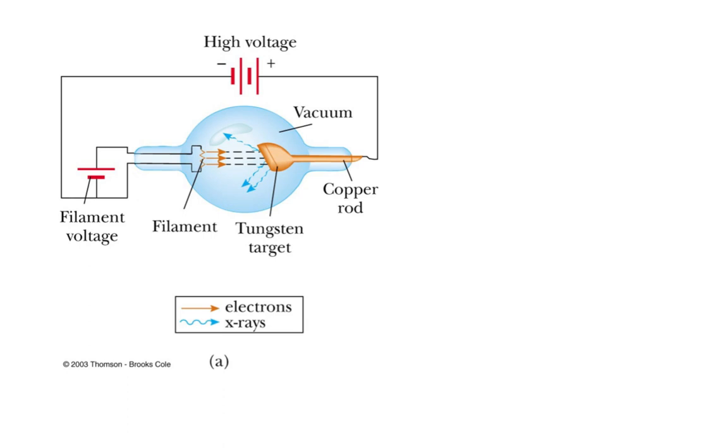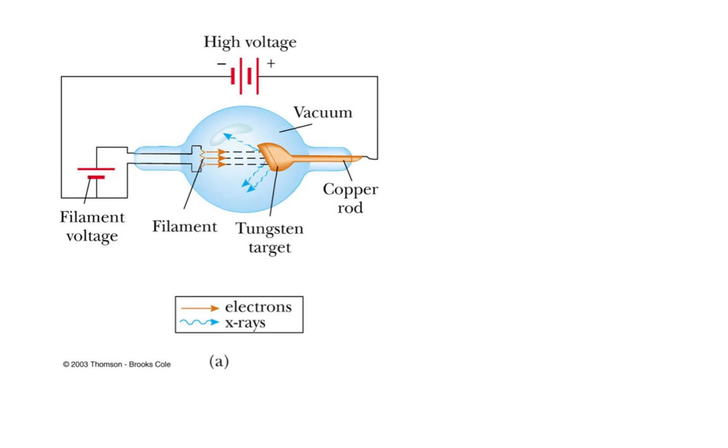Often the way that we do this practically is by firing the electrons at a metal target. So in this image, we have our filament, which is essentially the source of our electrons, and we're going to shoot the electrons over here at this tungsten target. And this is all going to be in vacuum so that there's nothing for the electrons to interact with before they get to the tungsten target.